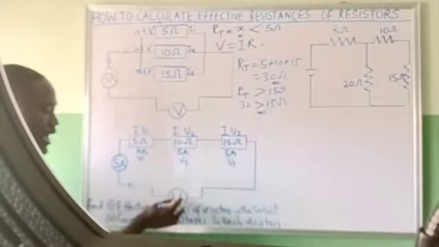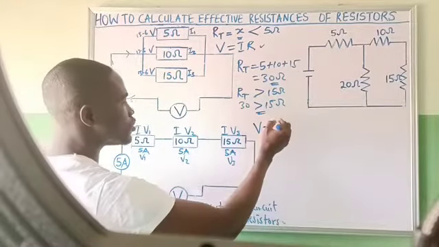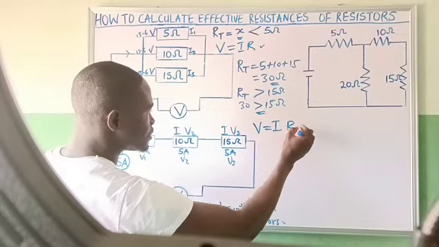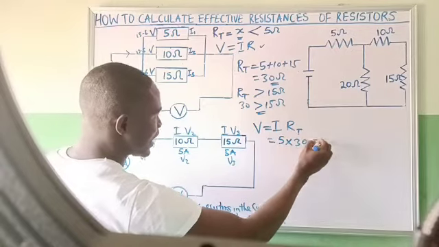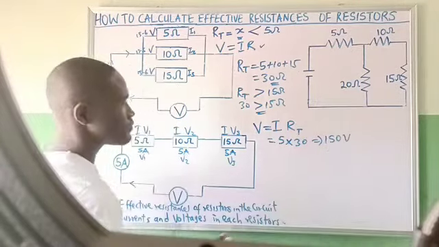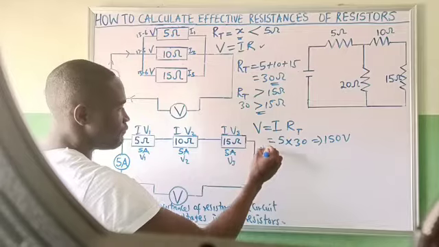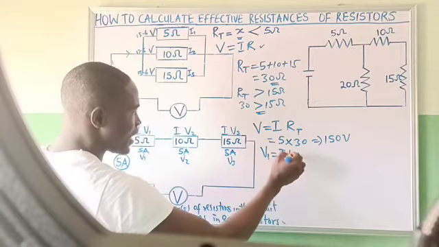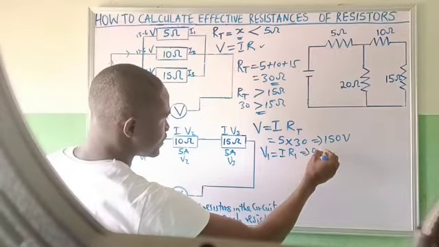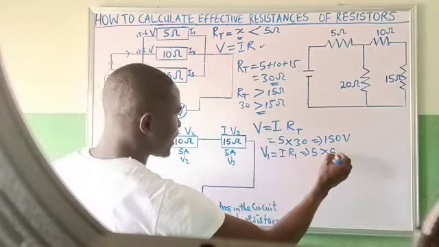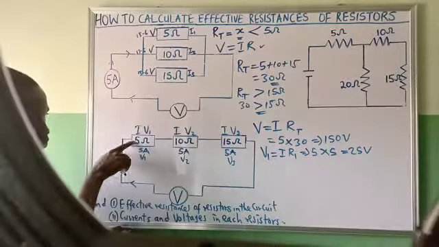And so, how can we calculate our voltage? Total voltage here will be equal to I times RT. What is I? I is 5, times RT, which is 30. That is 150 volts. Now, we want to get the individual voltages in this circuit. First one, V1 will be equal to I R1. What is my I? I is 5, times R1, which is 5 ohms. That will give me 25 volts.